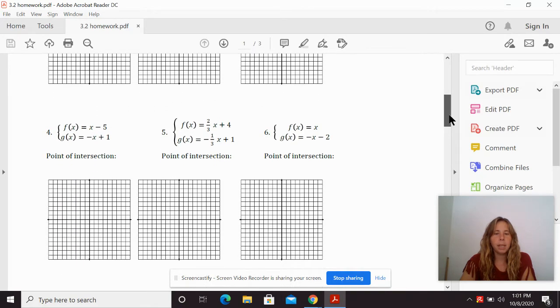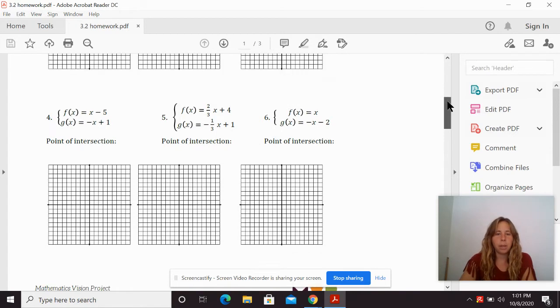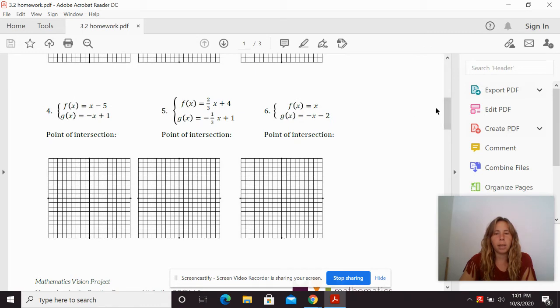Number 6, f of x equals x. That just means x is equal to y. f of x, g of x, that just means y, right? It's just a different way to write it. You can change f of x or g of x to y in your head if that makes it easier. So x is equal to f of x. If x is 1, so is this. If x is 2, so is this. When you're graphing it, it's x is 1, y is 1, x is 2, y is 2, x is 3, y is 3, and so on. And then the point of intersection is when they cross.